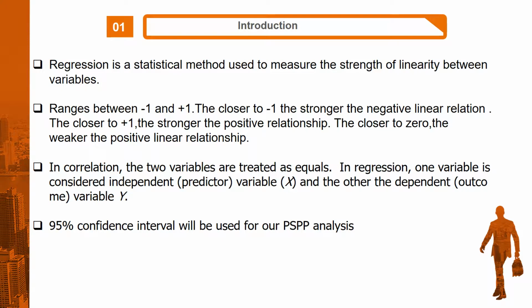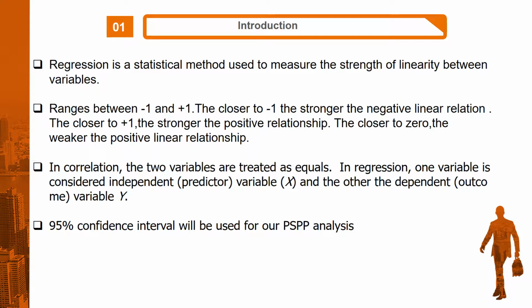So, our introduction first. What is regression? Regression is a statistical method used to measure the strength of linearity between variables. So if we have two variables in question, the regression analysis helps us to establish the strength of the linear relationship between the two variables under investigation. The value here ranges between -1 and +1.